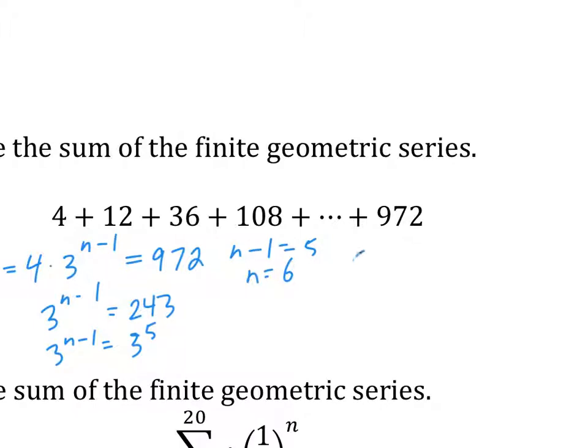Okay, so sum of 6 numbers and use the formula. a1 is 4 times 1 minus 3 to the 6th power over 1 minus 3. So this is equal to 1456.